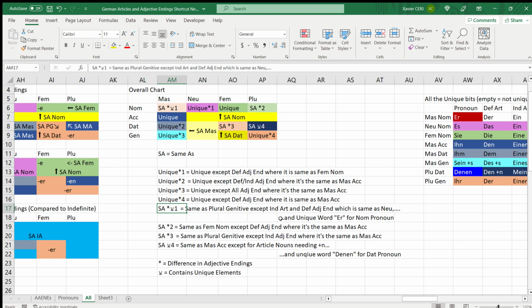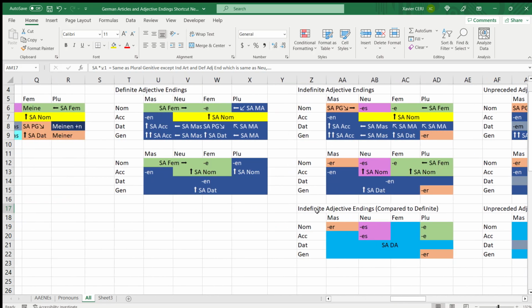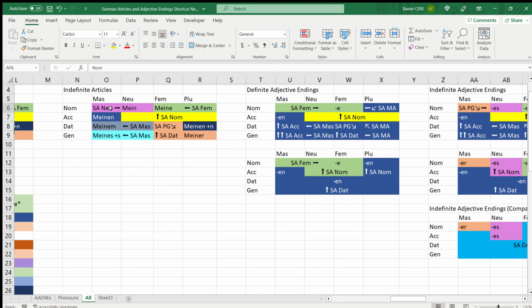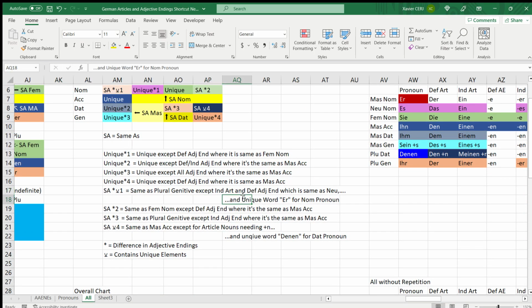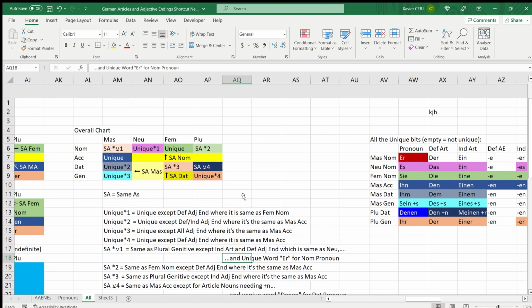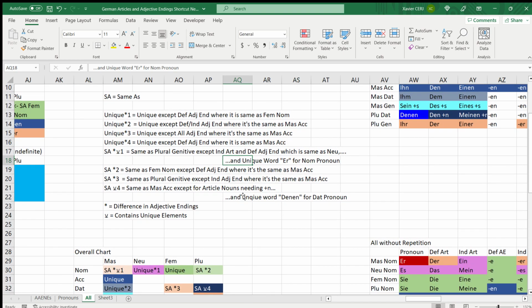for the most part, except the indefinite article and definite adjective endings, which are the same as the neuter. Let's take a look at that example right here. So we have right here indefinite article. As you can see, the masculine nominative is the exact same as the neuter nominative. Here we have another example. The masculine nominative is the same as the neuter nominative for the definite adjective endings. And also a unique word er for nominative pronoun. Makes sense, right? Yeah, cool.